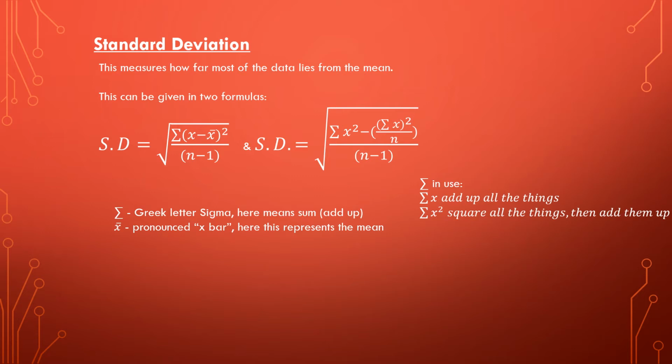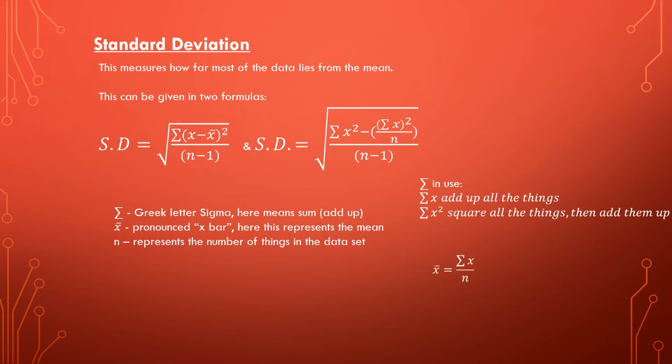Another symbol we might not have seen before is this x with a little line over the top of it, pronounced x bar. Here this just means the mean. So rather than write the word mean in the formula, we've come up with another little symbol for it. N, probably the nicest of the things that we could have here, just tells us how many numbers are in our data set, how many things we're actually dealing with.